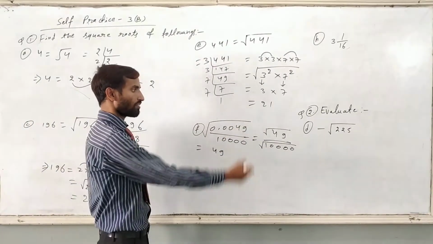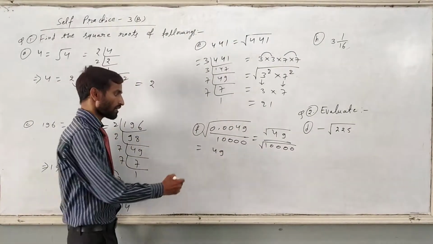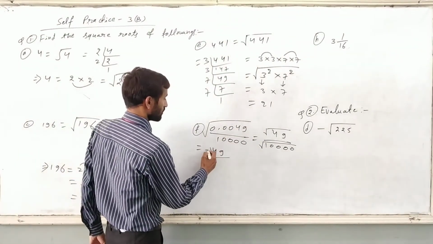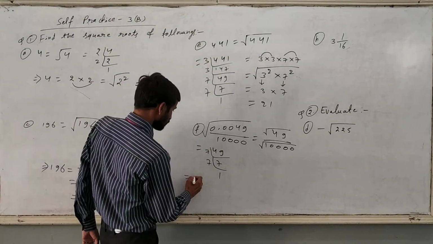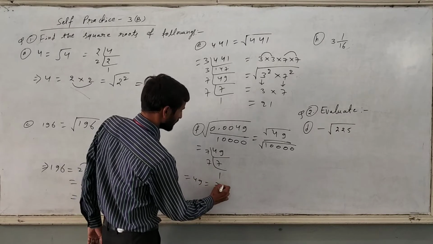First of all I will find the square root of 49, the numerator. For that you just factorize by 7, 7 times 7, then 1. So 49 has the factors 7 into 7.